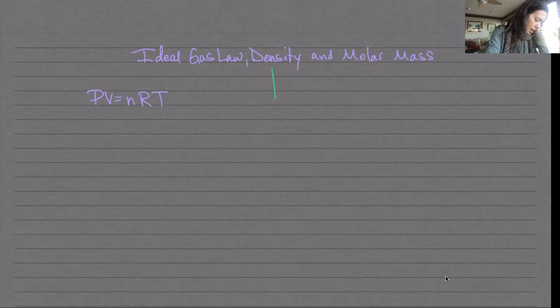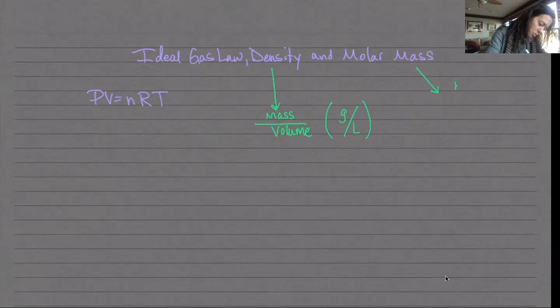Density is a measurement of mass per unit volume, all right? For gases, this is typically grams per liter, whereas for solids or liquids, it's typically grams per milliliter. But gases take up so much space that it's grams per liter. Molar mass is the mass of a mole. So that is mass per mole, and we see that unit in grams per mole.